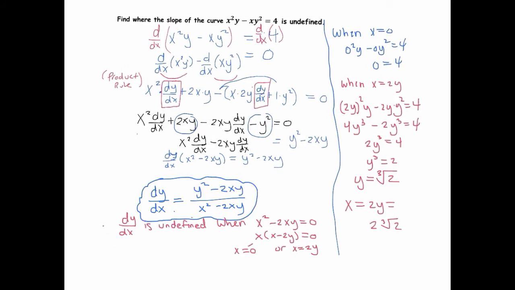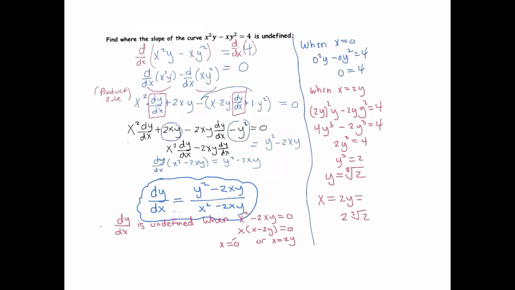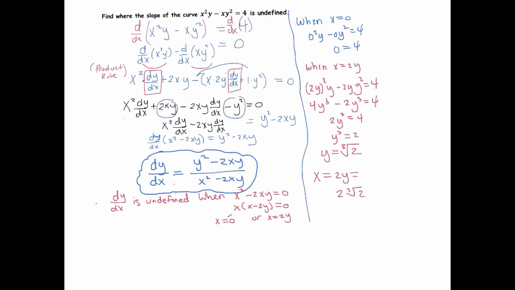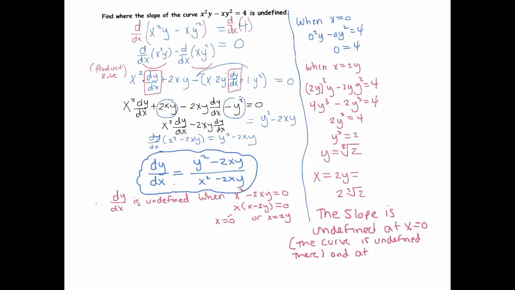So, in conclusion, we can say that the slope is undefined at x equals 0, since the curve is undefined there. And at the point x equals 2 cube root of 2, comma, y is the cube root of 2. So my guess is that at this second point, there's probably a vertical tangent.